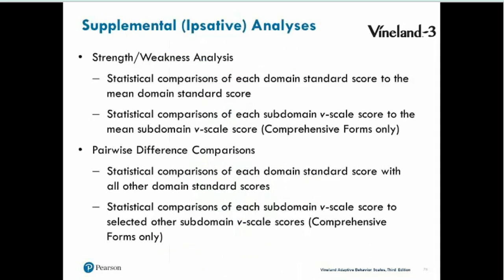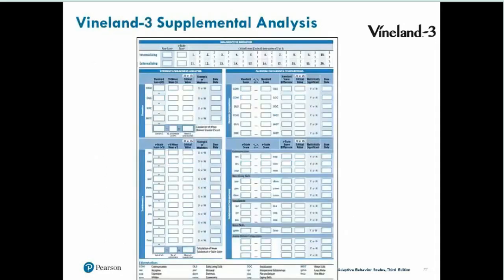On the form, you can also do the supplemental analyses, which includes a strengths and weakness analysis and pairwise difference comparisons. And this can all be done by hand as well. Here we're looking at strengths and weaknesses at the domain level, strengths and weaknesses at the subdomain level, and then comparing index score to index score at the domain level or at the subdomain level as well.